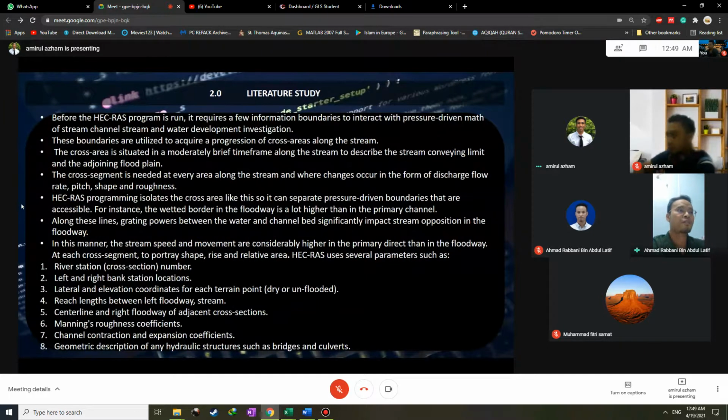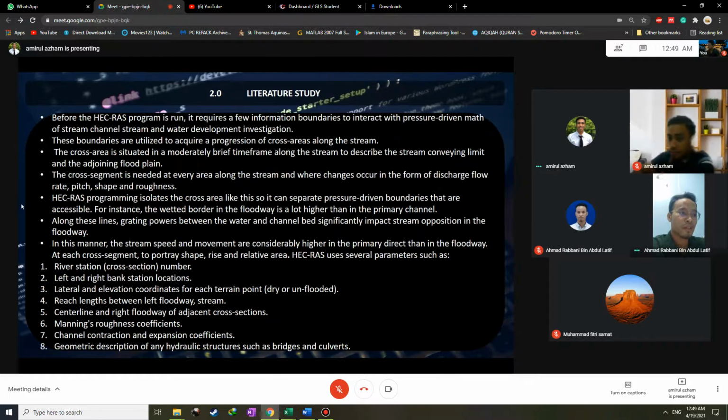For literature study, before the Hexcraft program is run, it requires a few information boundaries to interact with the hydraulic map of the stream channel, stream, and water development investigation. The cross section is situated in a moderately brief time frame along the stream to describe the stream conveying limit and adjoining flood plain. Hexcraft programming isolates the cross section like this so it can separate hydraulic boundaries or parameters that are accessible.